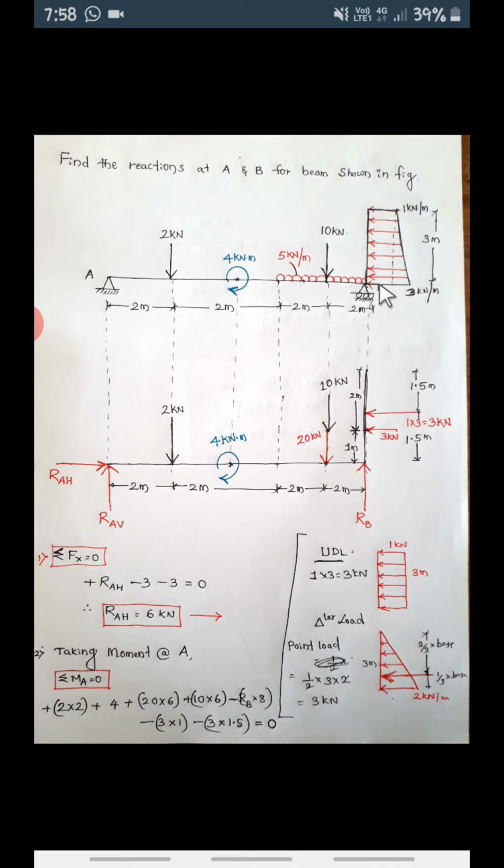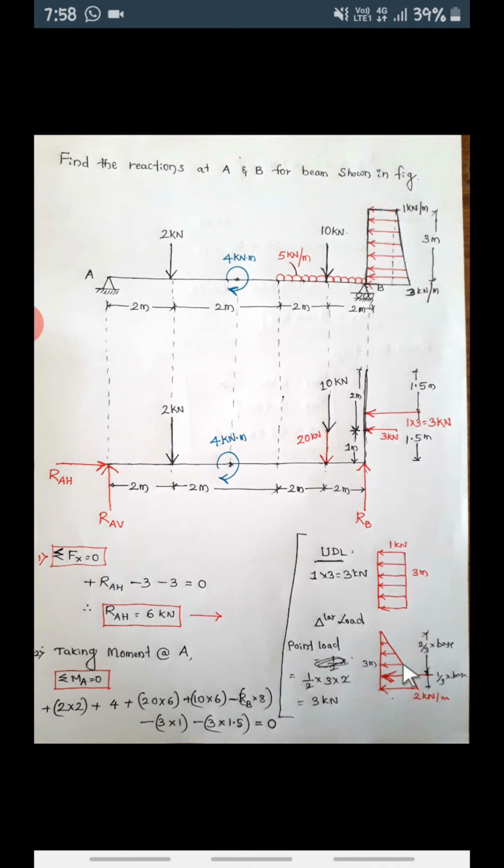Half the base, and height is this 2, not 3. Out of 3 we have already taken 1 here. What is remaining? It is 2. So half times base 3 times height 2, totally it is 3 kilonewton. So the triangular load converted into a point load is 3 kilonewton. Then where is this 3 kilonewton acting? It is not a UDL. If it is a UDL it is at half, but it is a triangular load.